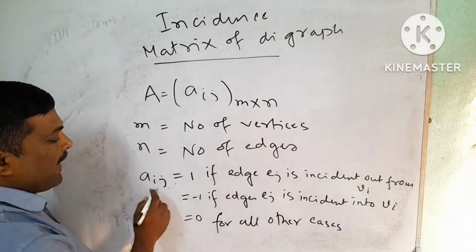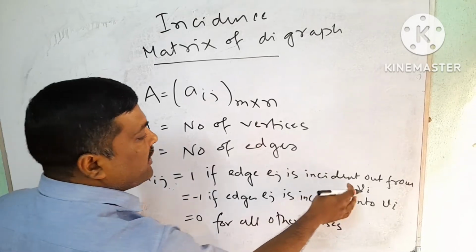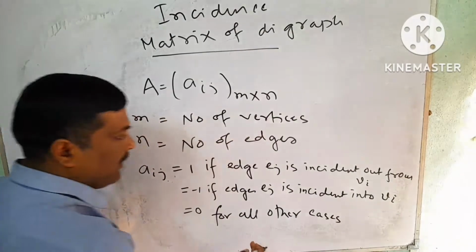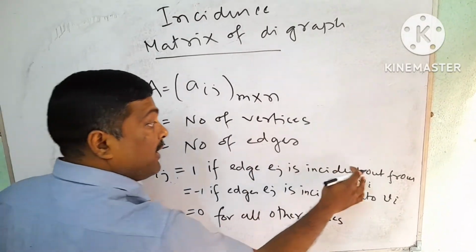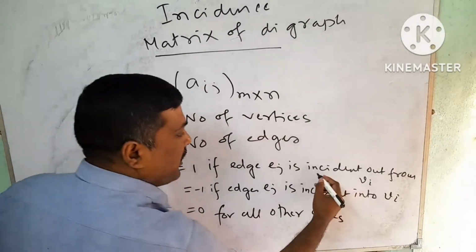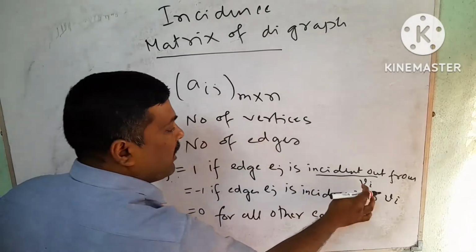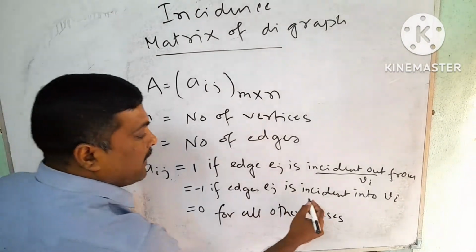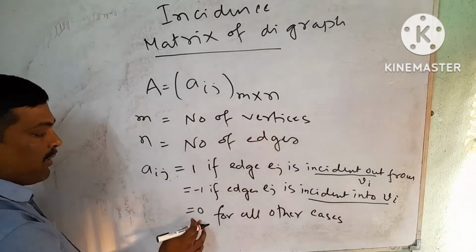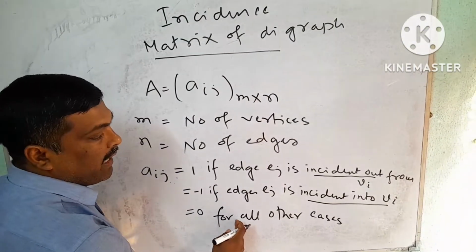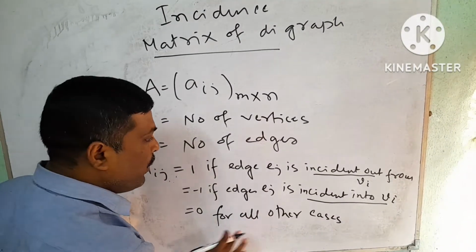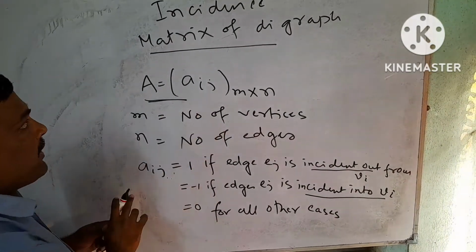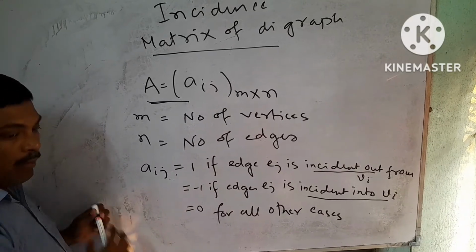Okay, so A_ij equals 1 if Ej is incident out from Vi, minus 1 if Ej is incident into Vi. If the edge Ej is incident out from Vi, then plus 1, minus 1 if incident into Vi. Okay. This is 0 if Ej is neither incident out from nor incident into Vi. Okay. This is the incidence matrix of a digraph. Now take one example. See one example.